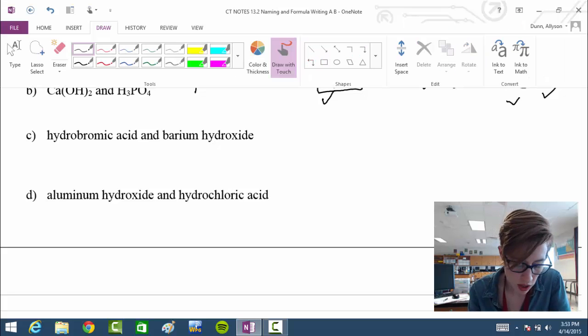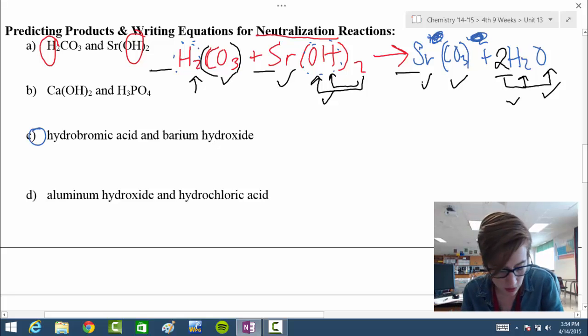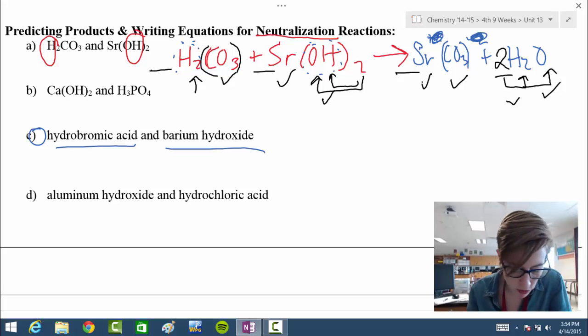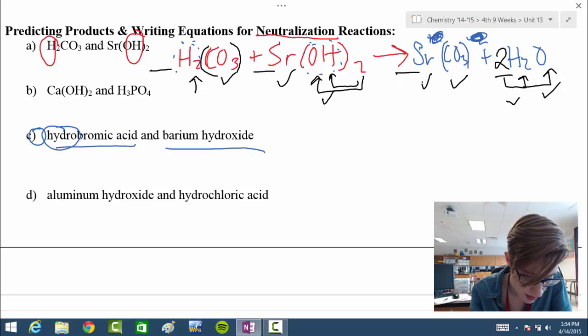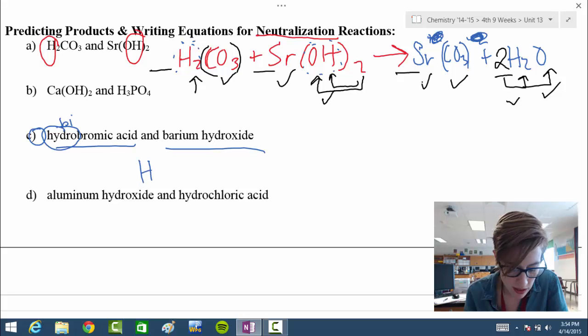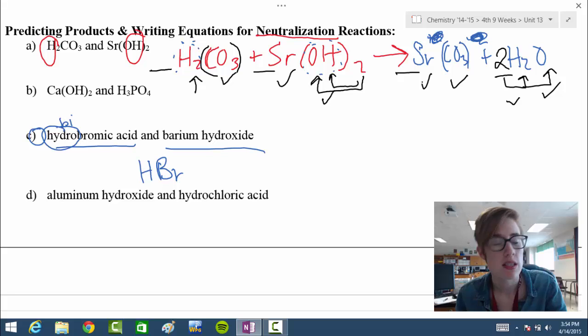Okay, now let me do one of the word ones for you. This one's a little bit harder. Let's do C. C is a little bit harder because I actually have to write out the formulas for these 2. Then I can predict the products. So what's my formula for hydrobromic acid? Well, hydro means it's a binary acid, right? So it means it's just H plus the nonmetal bromide. Right? I just have to even out charges. H is a +1 because it's in group 1, and bromine's a -1 because it's in group 17. So they automatically even out.